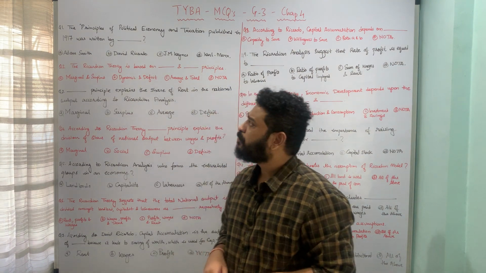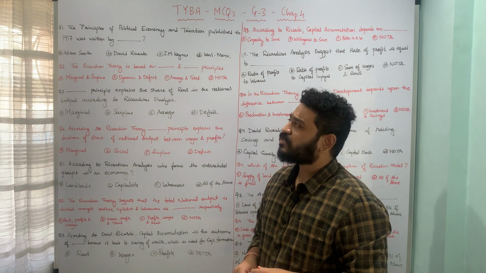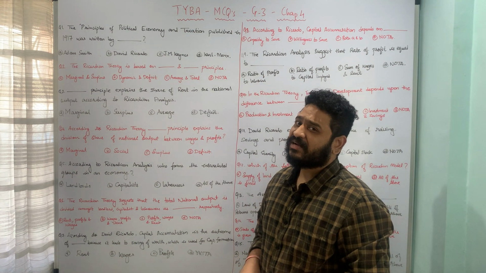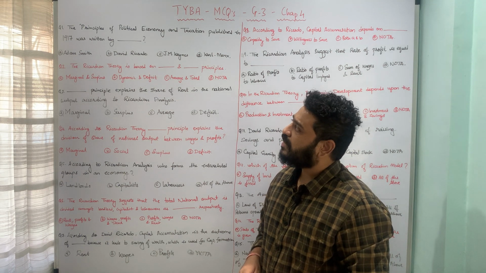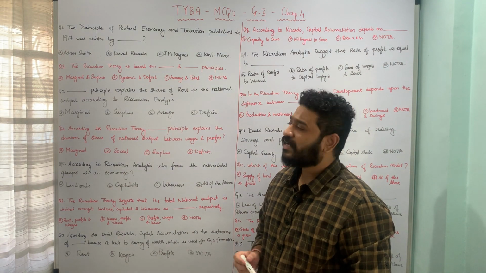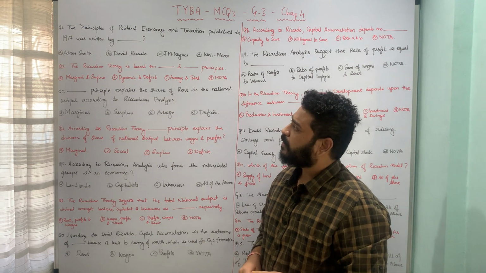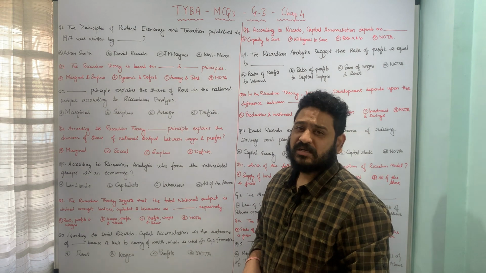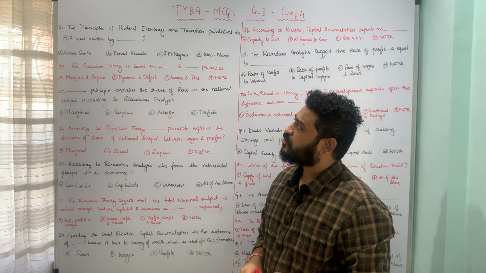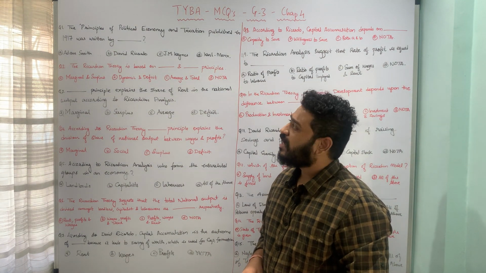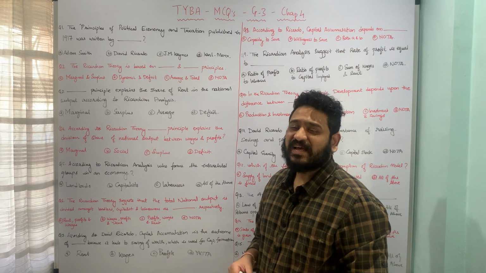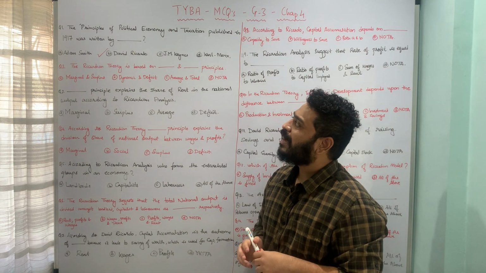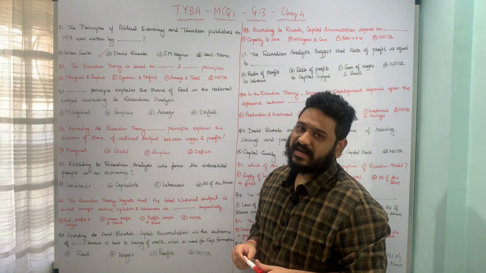So let's get started. The first question is, the Principles of Political Economy and Taxation, published in the year 1917, was written by whom? The underlying options are A. Adam Smith, B. David Ricardo, C. John Maynard Keynes, and D. Karl Marx. The book was written by none other than David Ricardo. So option B, David Ricardo, is the correct answer to this question.